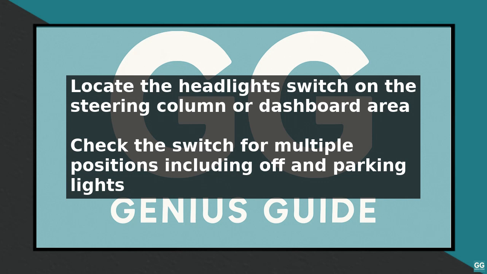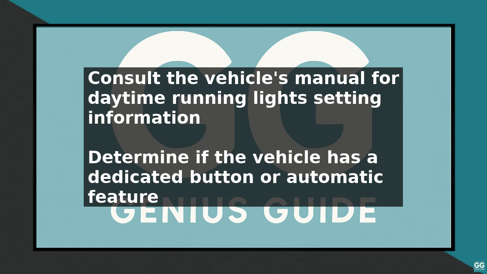Some cars have a dedicated button or menu option for this feature, while others may automatically turn on the daytime running lights when the vehicle is started and the transmission is in drive. If your vehicle has a dedicated daytime running lights button, press it to turn on the feature. You may also need to adjust the settings through the vehicle's infotainment system or menu.